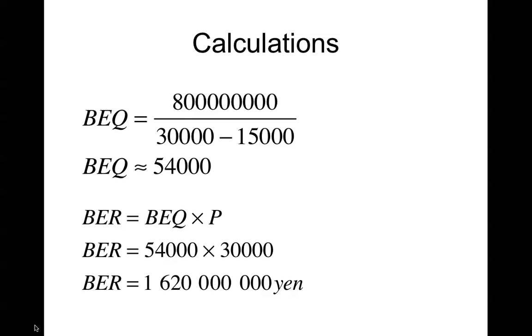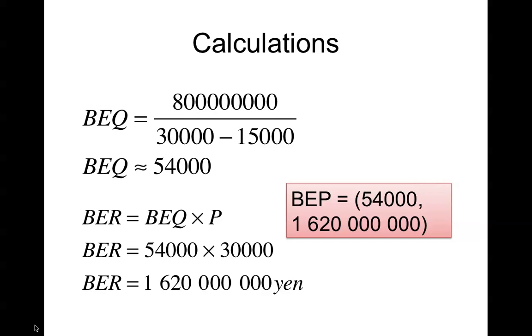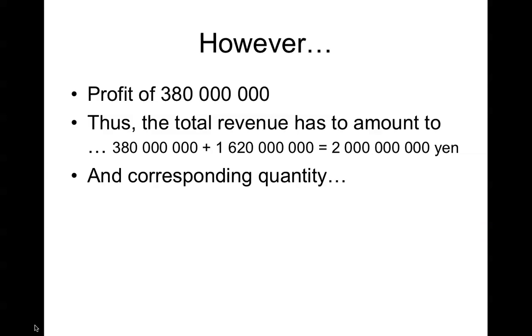Then we obtain the break-even revenue through the equation break-even revenue equals break-even quantity multiplied by price, which in this case results in 1,620 billion yen. Through obtaining these values, we get a break-even point to be these coordinates. However, the CEO wants to know the required revenue and the quantity for the target profit of 380 million yen.